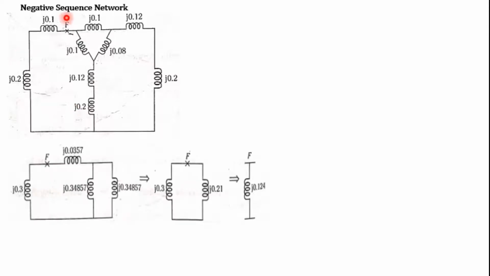Similarly for the negative sequence network, again converting this delta to star, and parallel and series, we'll get 0.124. In the case of double line to ground fault, zero sequence is not required. However, if you write the zero sequence network, it's a waste of time. So we should know what kind of fault it is, and that basically depends on the parameters.